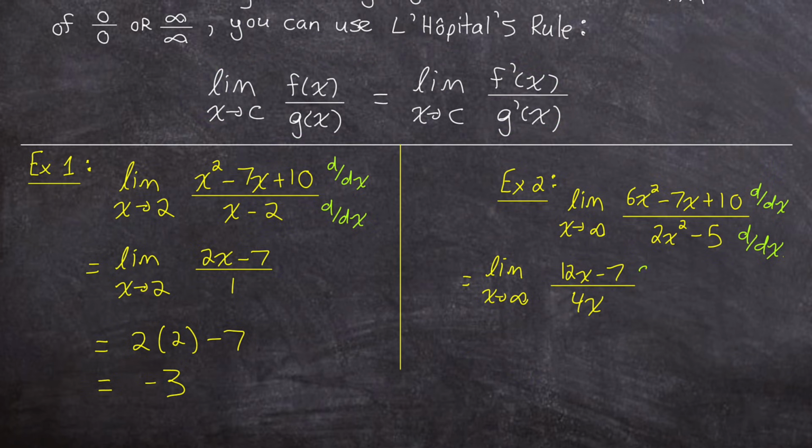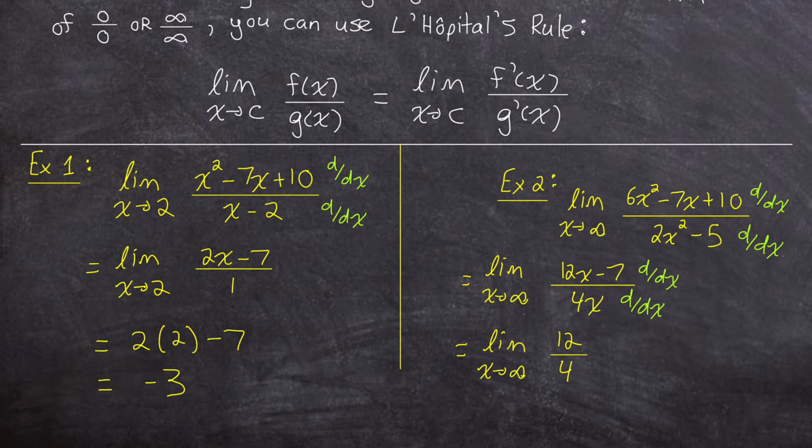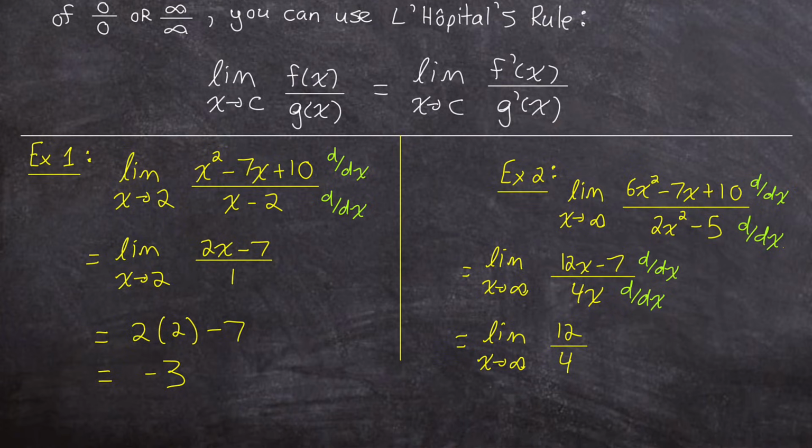So I'll differentiate the function in the numerator and the function in the denominator, and then try evaluating the limit again. So this would be the limit as x goes to infinity of the derivative of 12x minus 7, which is 12, and the derivative of 4x, which is 4. And that's just a constant value, so I know this limit is equal to 3.